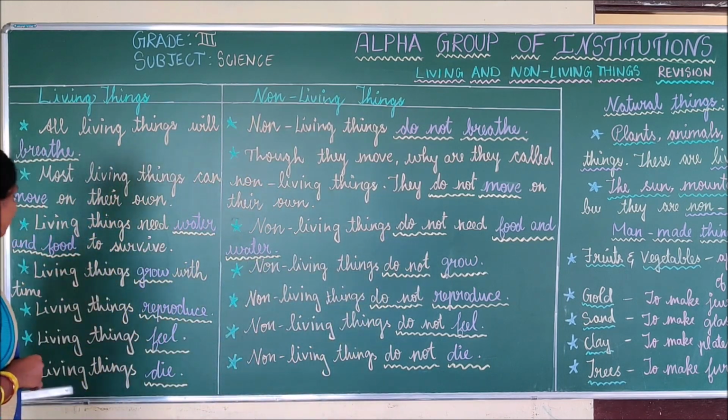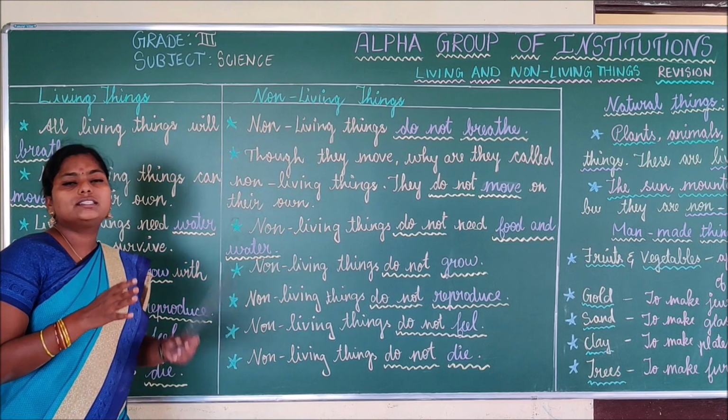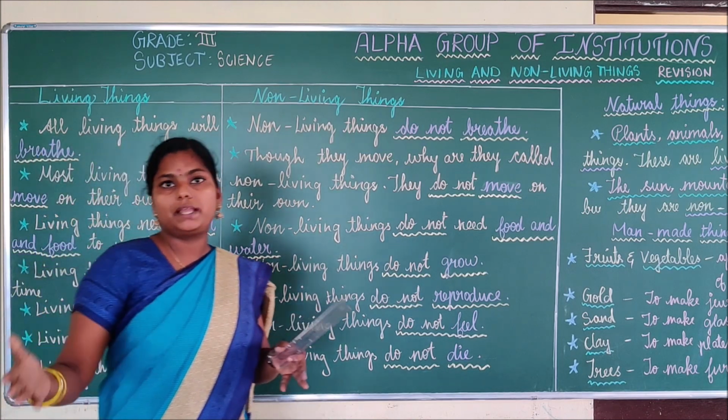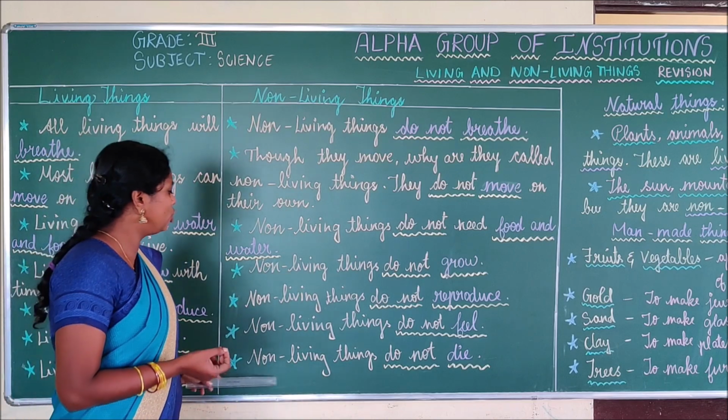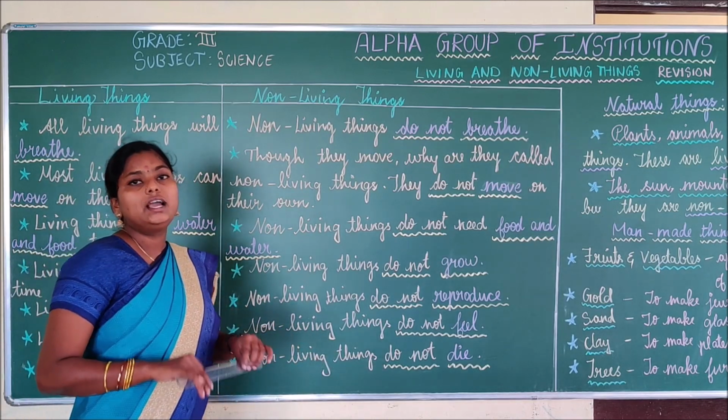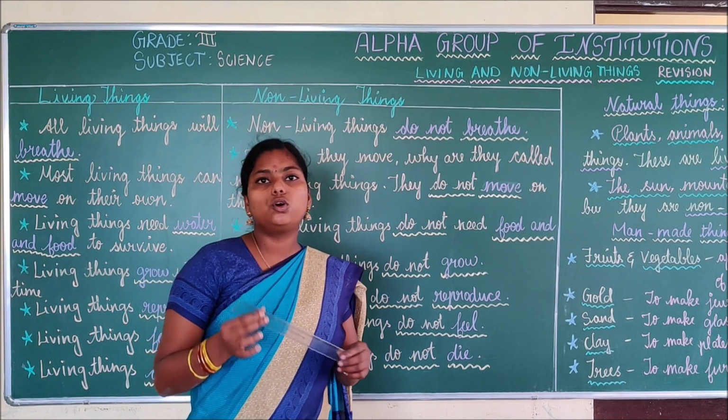And the last one, living things die. There is a lifespan. After the lifespan has ended, what happens? Living things will die. But non-living things do not die until we destroy them.